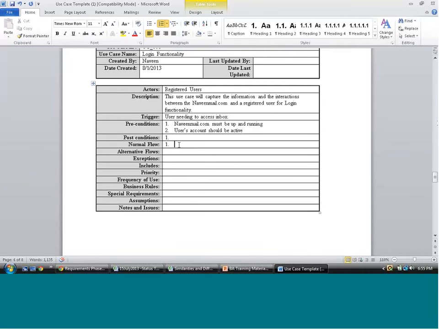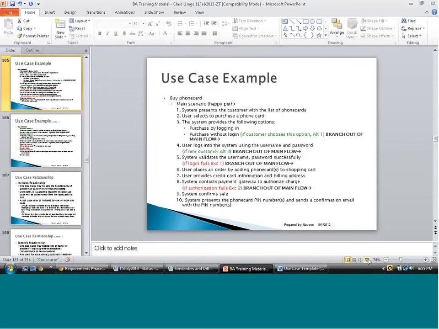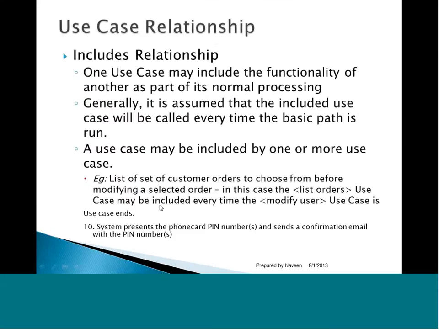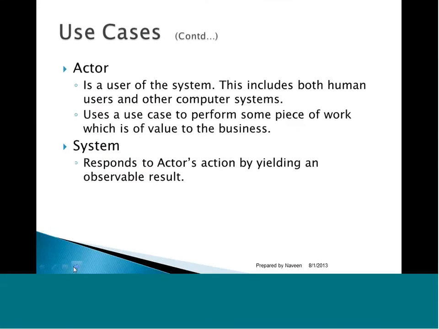What do you mean by normal flow? See, if I need to travel from A to B, if I go in a straight line, whatever path, then it is called a normal flow or basic flow or happy path.